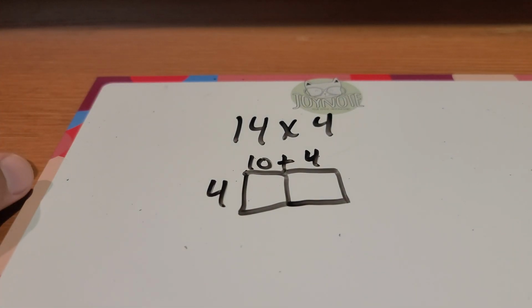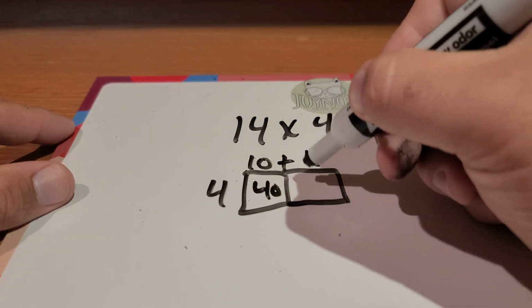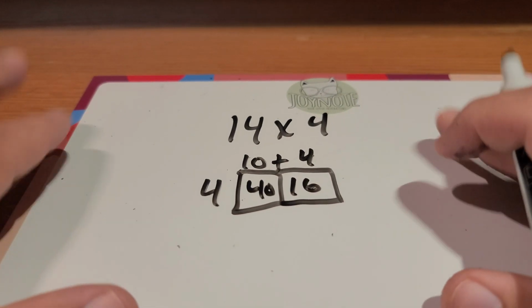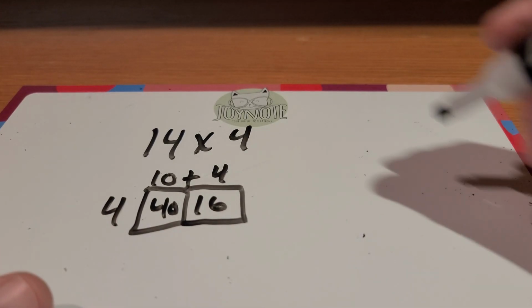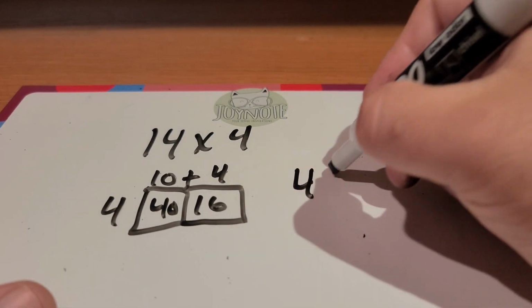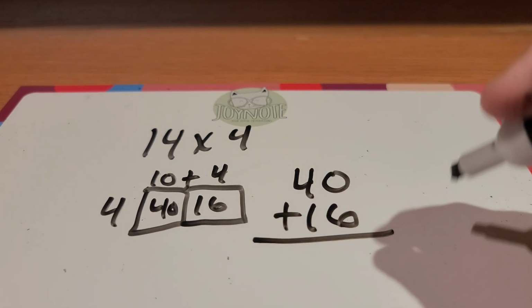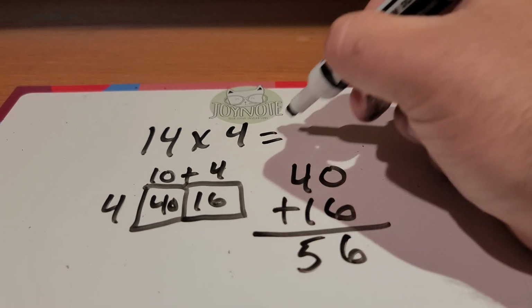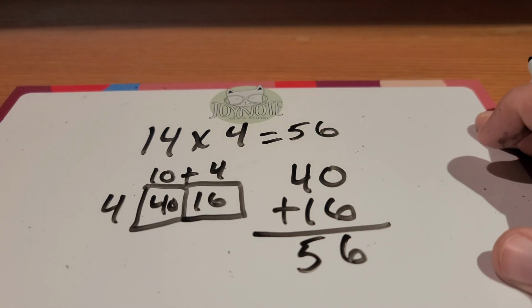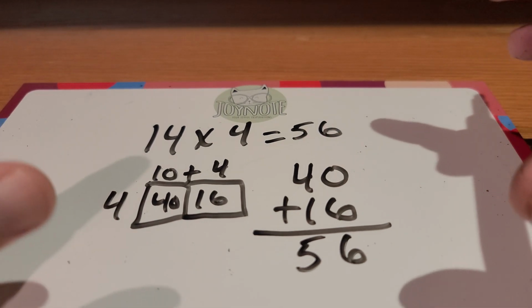Now you multiply inside the boxes. 4 times 10 is 40. 4 times 4 is 16. So once you multiply all your numbers, you then take it to the side and we're going to add them. So it's 40 plus 16. 6 plus 0 is 6. 4 plus 1 is 5. Our answer is 56.